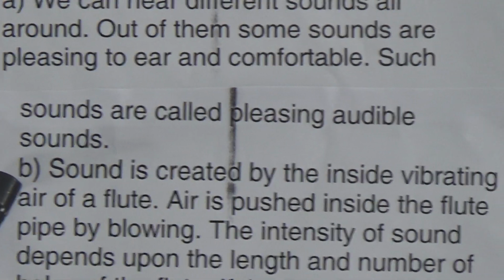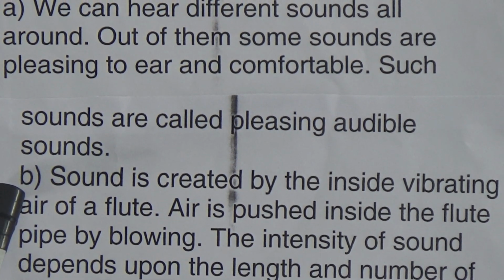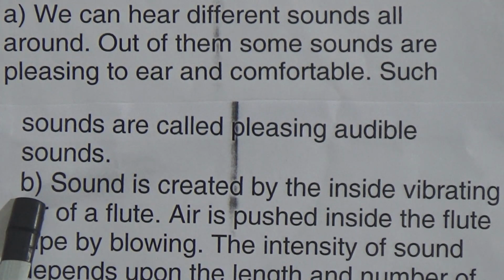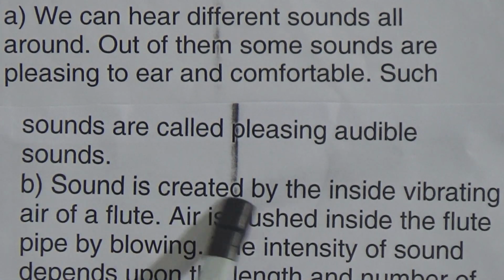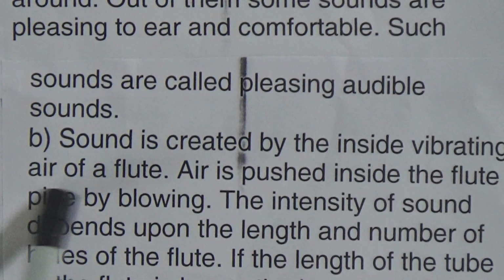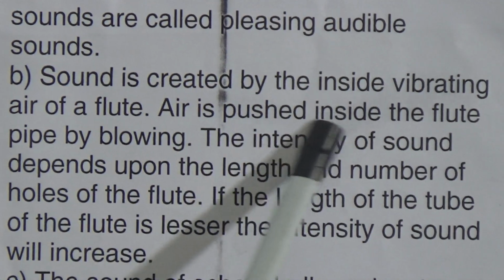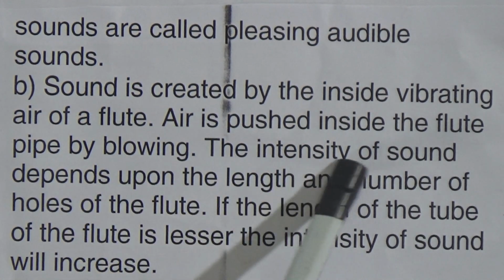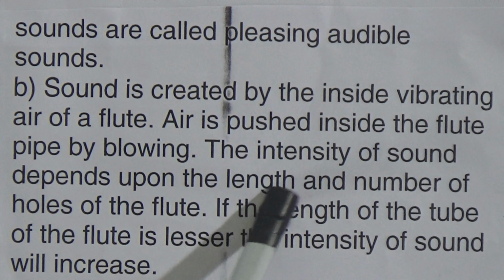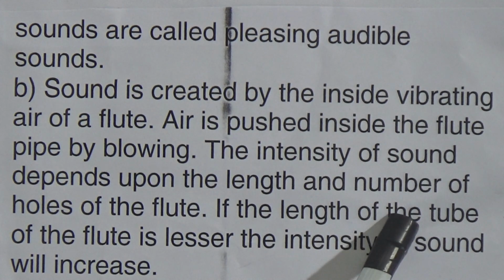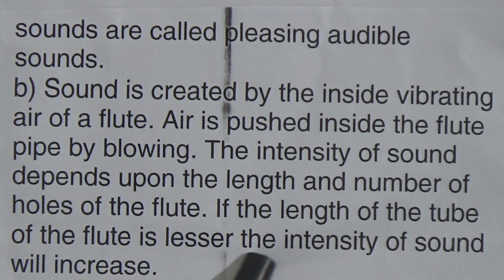Our B number question was, what change will come to the flute if the length of the tube of the flute is lesser? The answer is, sound is created by the vibrating air inside a flute. Air is pushed inside the flute pipe by blowing. The intensity of sound depends upon the length and number of holes of the flute. If the length of the tube of the flute is lesser, the intensity of sound will increase.